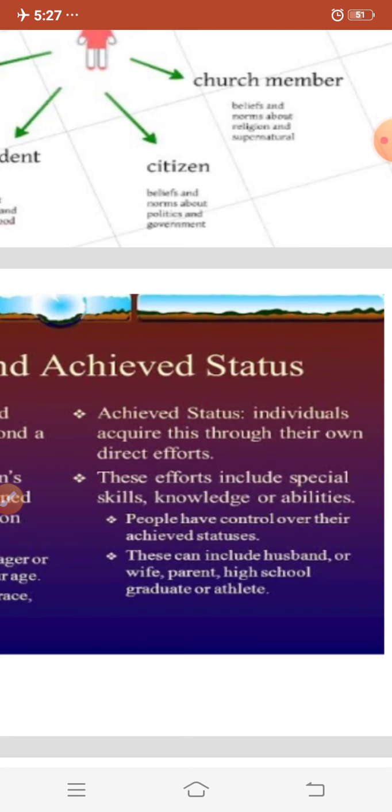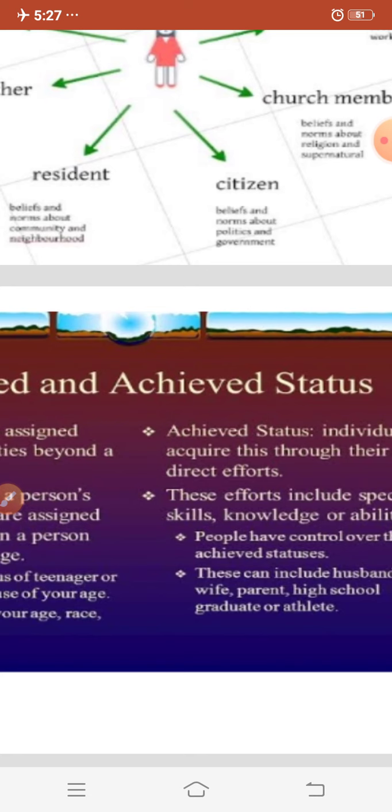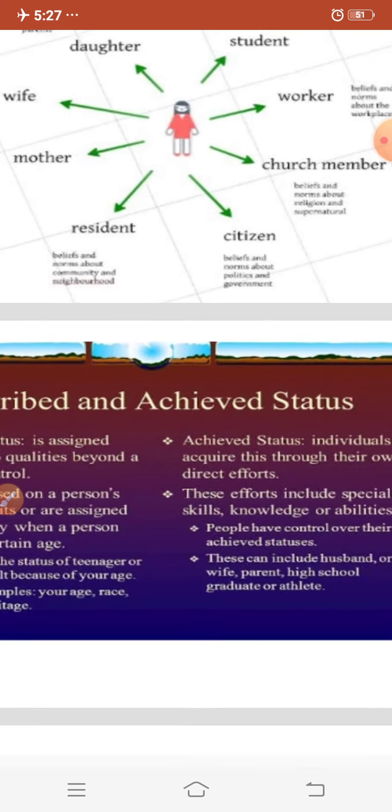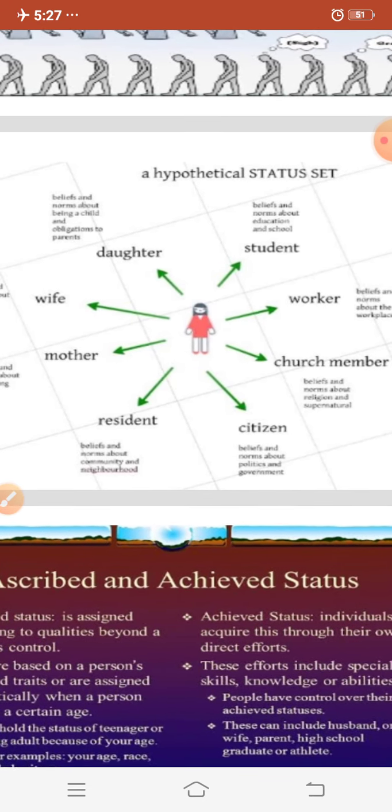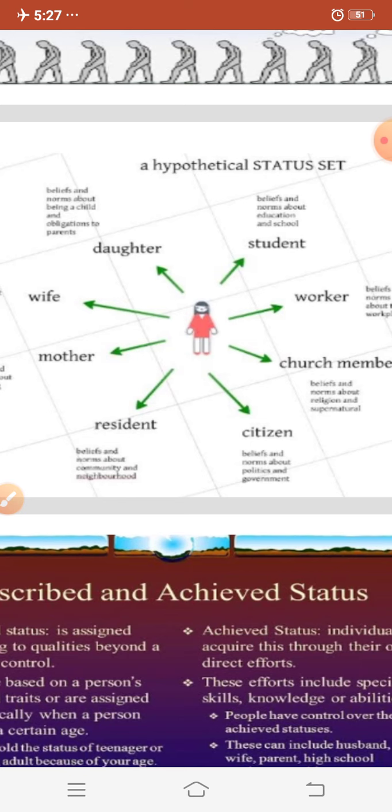So as per this, if we are living in our status and we play a dynamic form of interaction, then we are playing a role. So that is how we play our role. A hypothetical status set is there. A role refers to the specific function that a person is expected to perform in a social group.